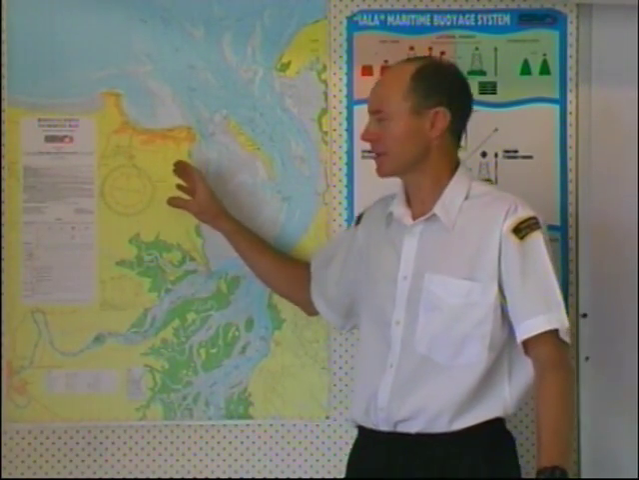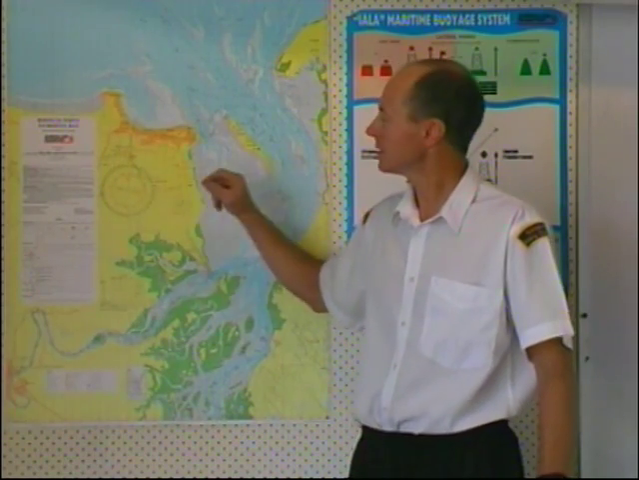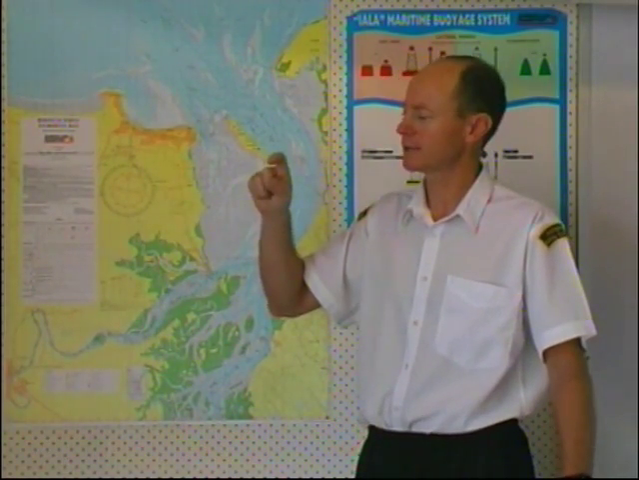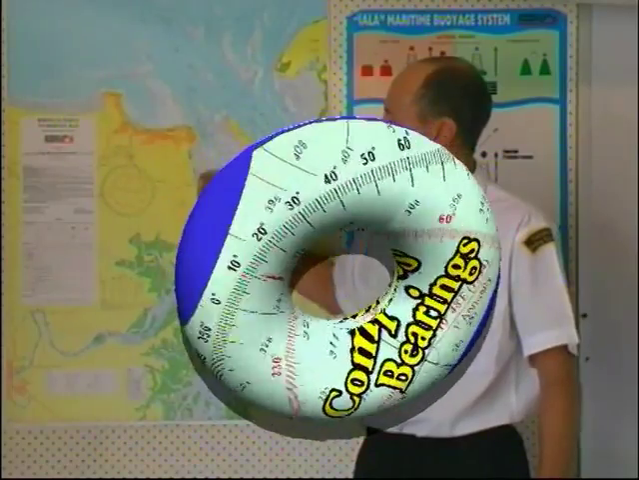Most other information which you'll see on a chart is given to you in the legend. There is a book of chart symbols which is about 1 inch thick, and that book can be obtained through good marine bookstores.